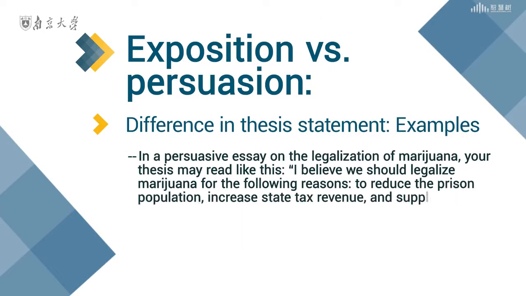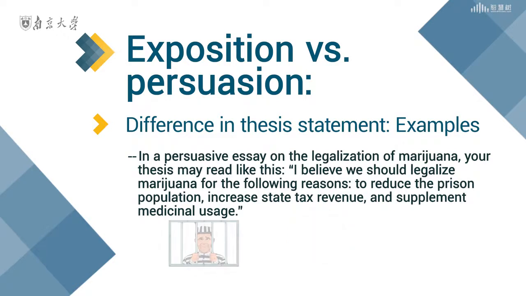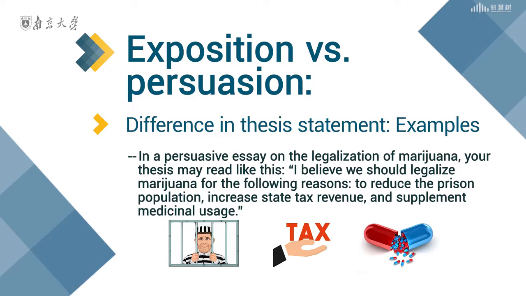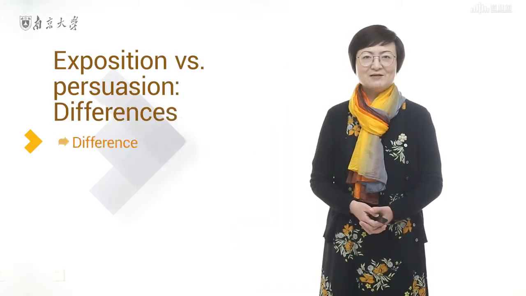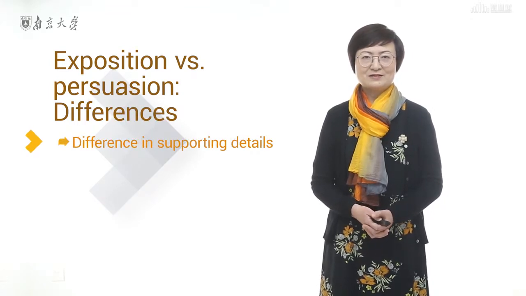In the persuasive writing about the legalization of marijuana, your thesis may read like this: I believe we should legalize marijuana for the following reasons: to reduce the prison population, increase state tax revenue, and supplement medical usage. Here, the thesis aims not to merely inform the readers, but argue and convince them. How the two differ in body paragraphs and supporting details.